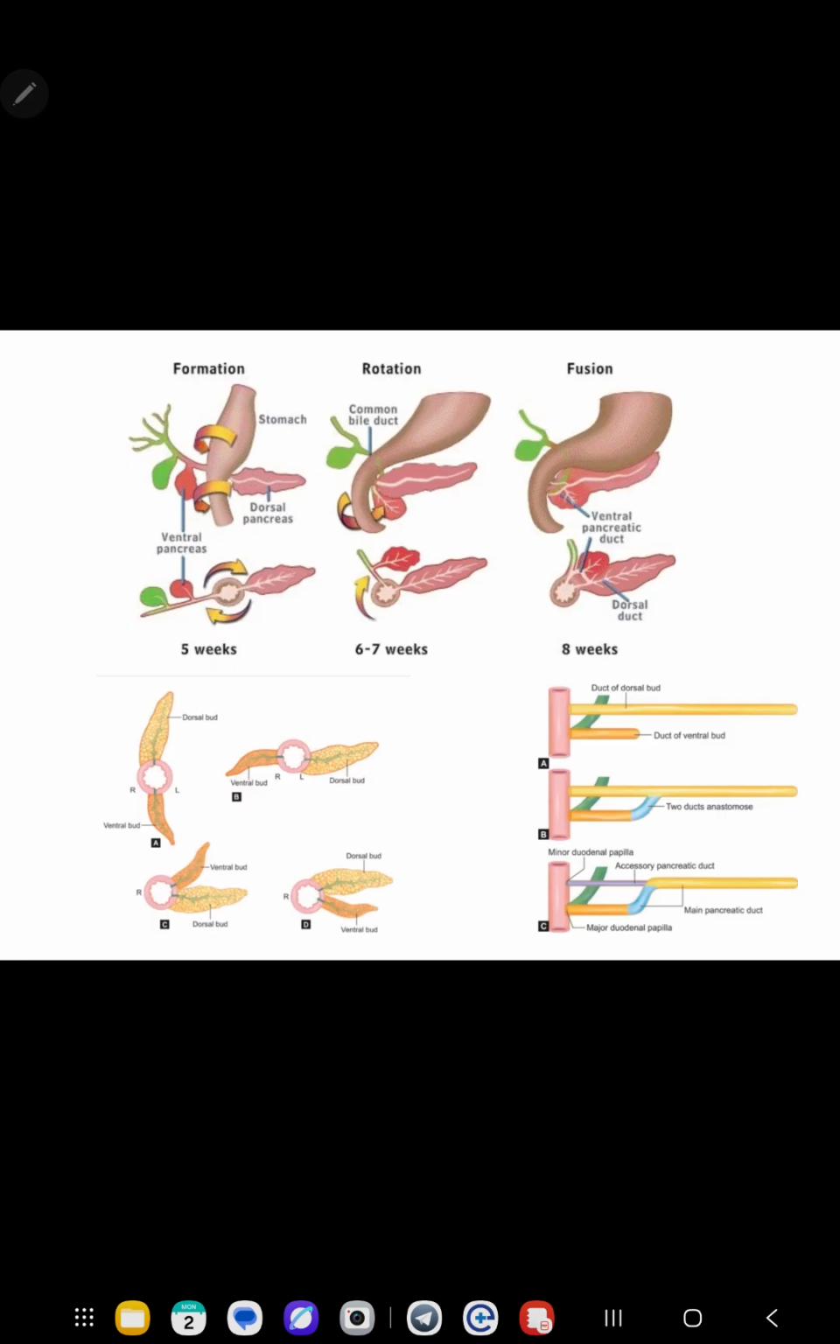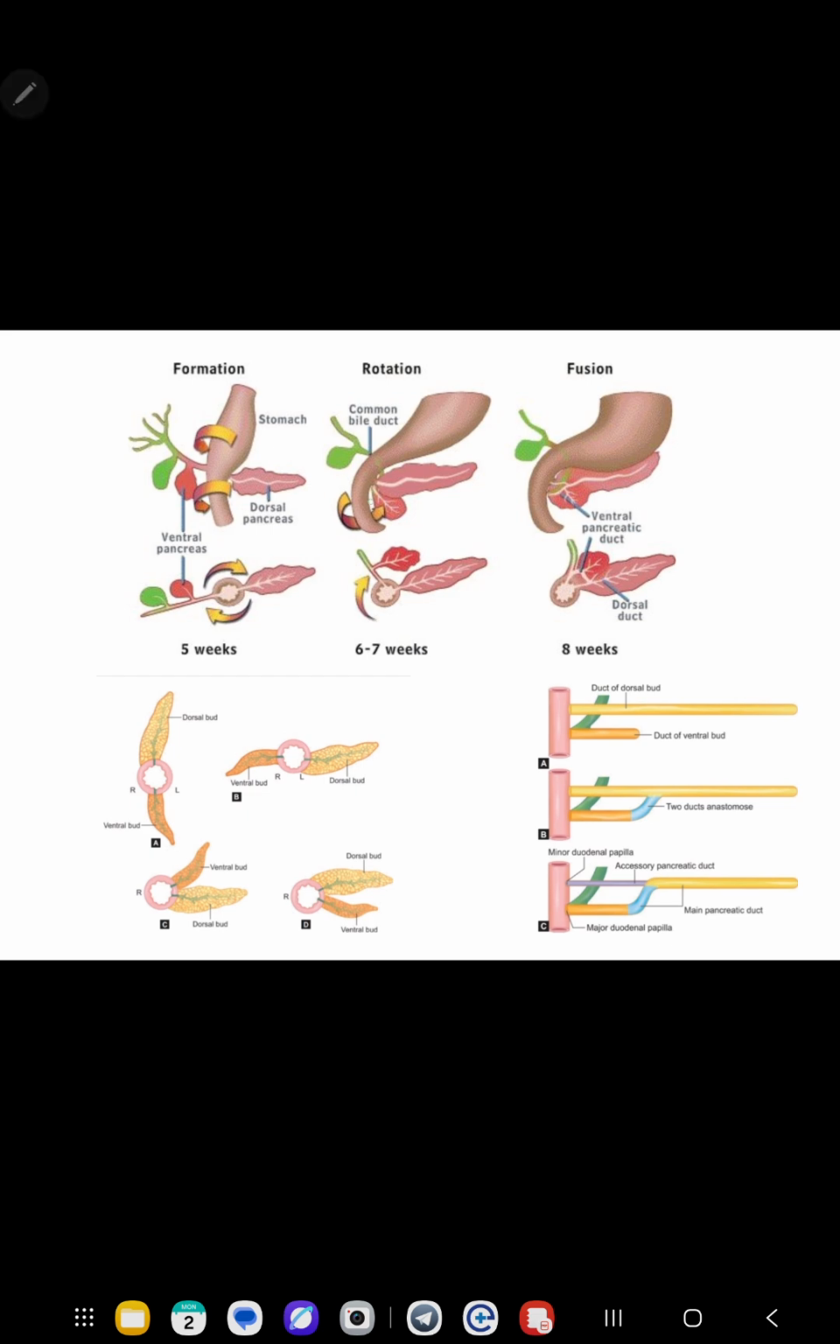Embryology: the development of the pancreas is, as we told in the case of the liver, from the foregut, which gives the hepatic bud. Like that, here we have the dorsal pancreatic bud and the ventral pancreatic bud. Later, due to differential growth and the rotation of the intestine, the ventral pancreatic bud will be to the right and the dorsal pancreatic bud will be to the left.